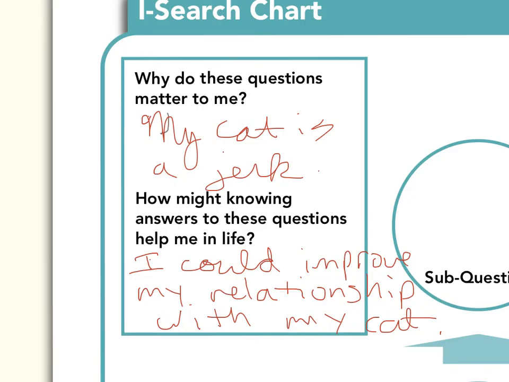So when you start filling out your iSearch paper organizer, you're going to start by thinking about why this matters to you. So I'm going to write a paper about my cat, and my cat's a jerk. That's why this matters to me. My cat came from a farm when he was a little kitten, and he's a jerk. So I want to research barn cats and figure out if I can find a way to improve my relationship with my cat. I want to know more about my cat so I can interact better with my cat.